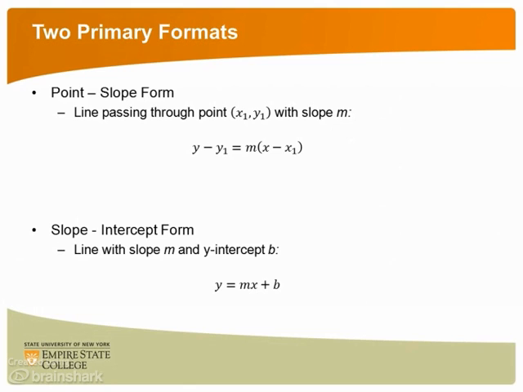Now on to the slope-intercept form. The slope-intercept form for the equation of a line is used when you know the slope and the y-intercept, or where the graph of the line crosses the y-axis. If the slope is m and the y-intercept is b, then the equation of the line in slope-intercept form is y equals mx plus b.